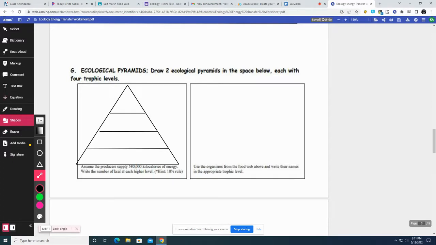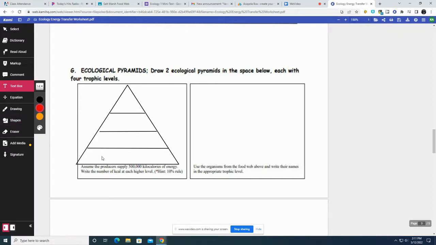All right, so on the bottom it says right here, the producers have 500,000 kilocalories of energy. So the producers down here at the bottom of the food chain have 500,000. Now, according to the 10% law, the primary consumers up here, they're only going to get 10% of that available energy. So these guys are only going to have 50,000 kilocalories because 50,000 is 10% of 500,000. These guys are only going to get 10% of the 50,000. So 10% is 5,000 kilocalories of energy. And the tertiary consumers at the top, they're only going to get 500 kilocalories of available energy.